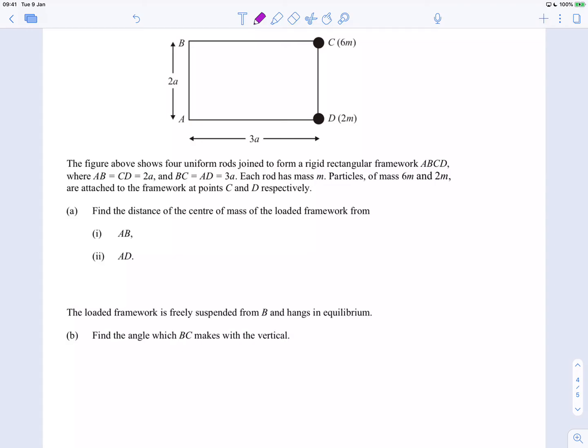Right. Next question. If you want to pause it, have a go.